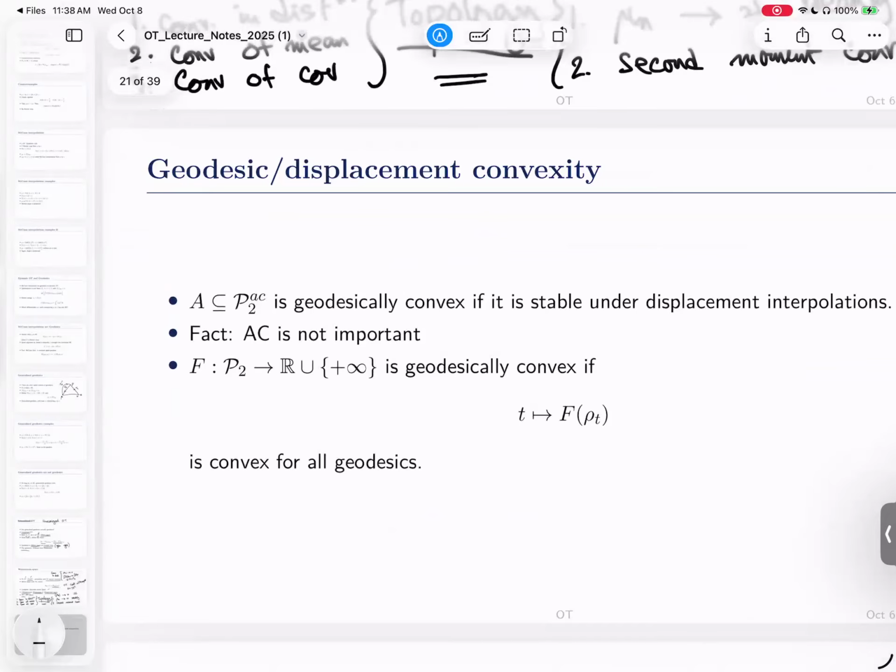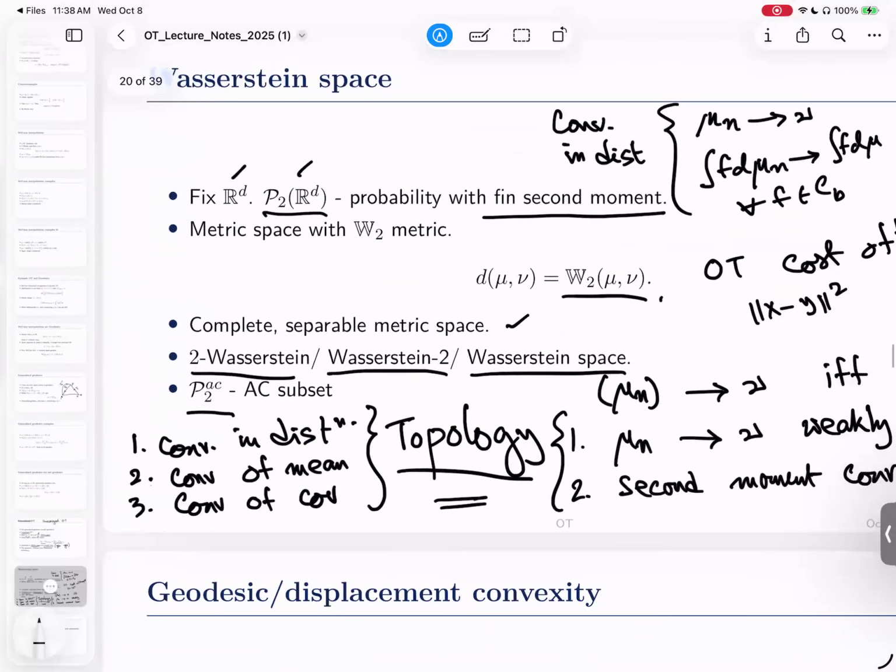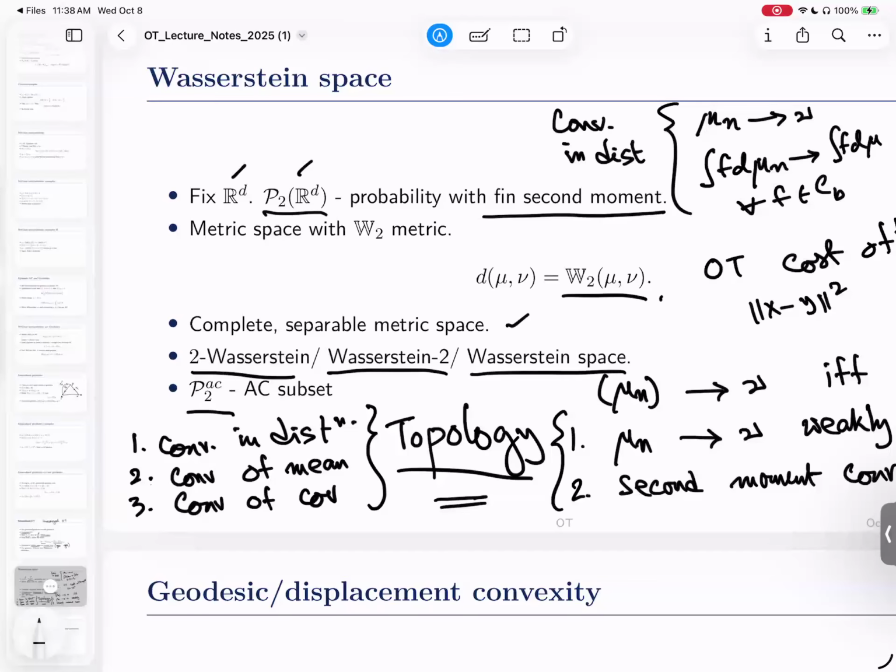All right, okay. So next we come to the other important definition, which is convexity. I'm going to stick to the Wasserstein space for the remainder of the course. This is our main goal, to study this Wasserstein space.